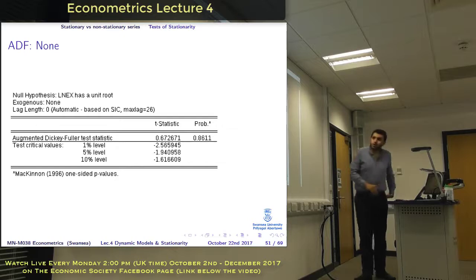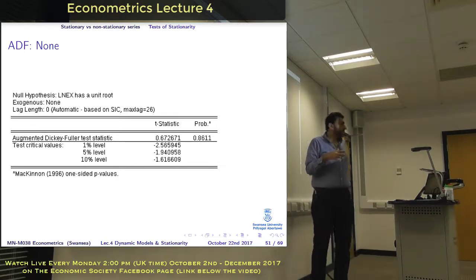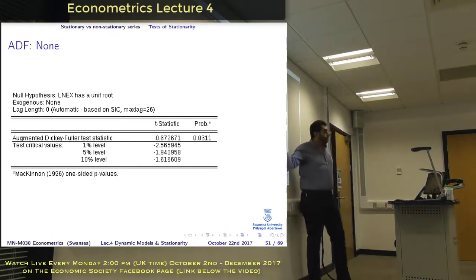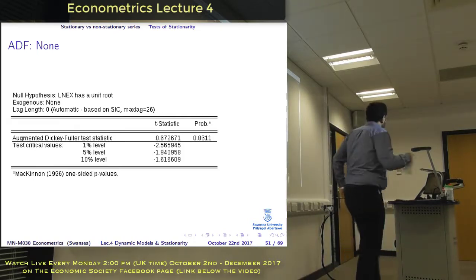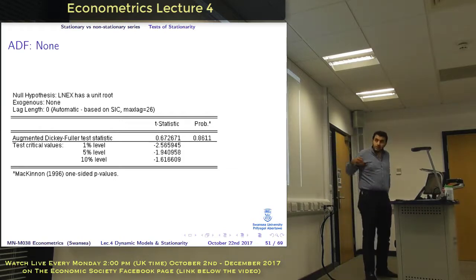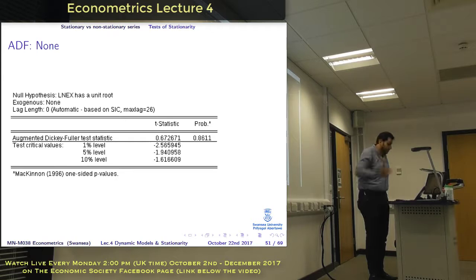If we omit both, so if we have just a random walk, with no constant or time trend, again it gives us the same conclusion. This is not a stationary time series. We need to understand that, because in some models that we covered, we can't really use non-stationary time series.